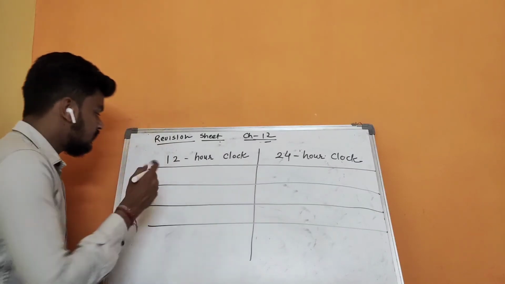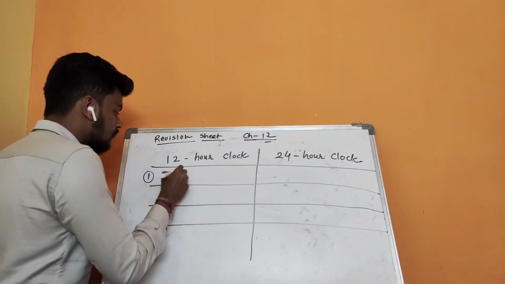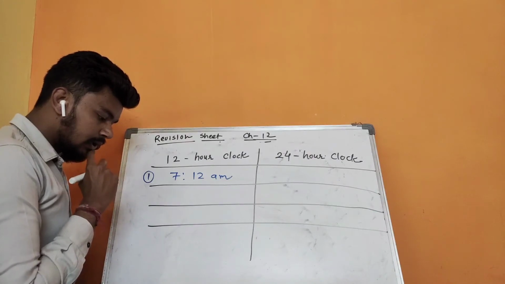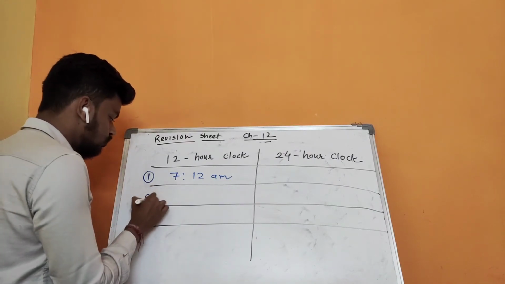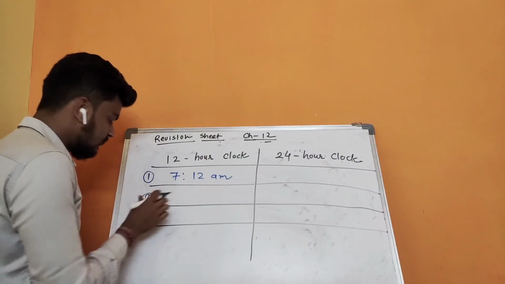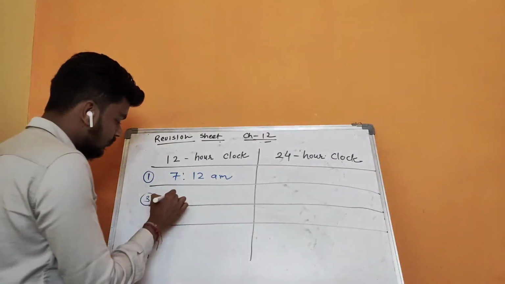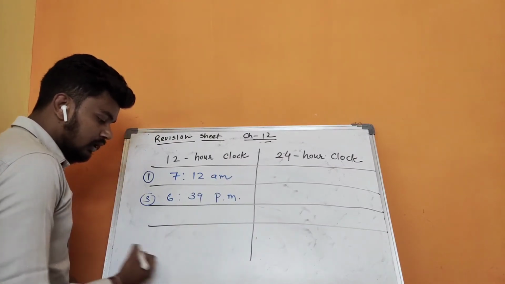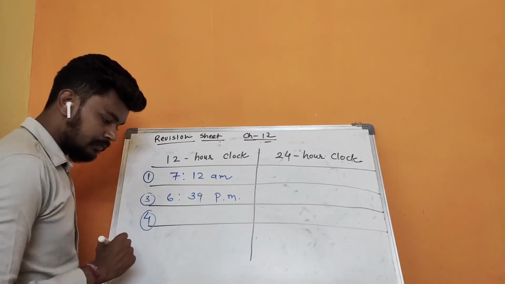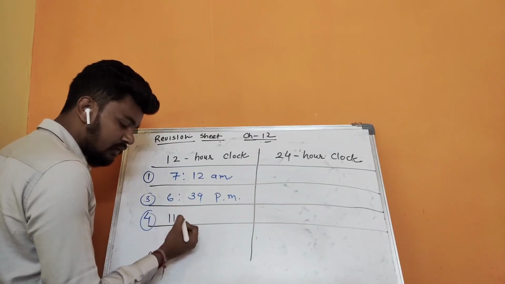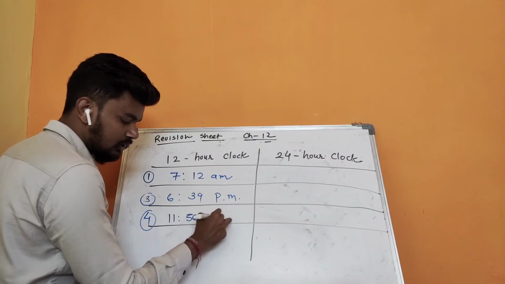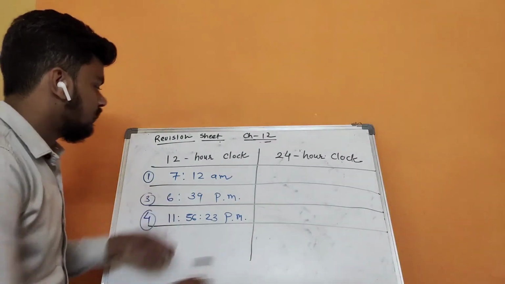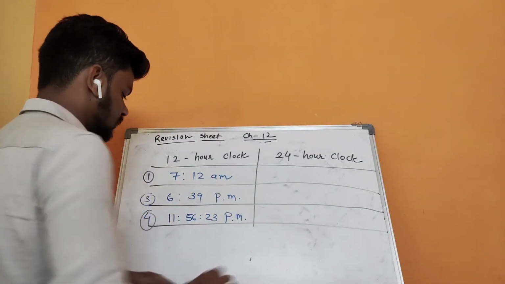Okay, let's see first question number 1, 7:12 a.m. Then question number 2, next question number 3, 6:39 p.m. And at last question number 4, 11:56:23 p.m. This type of questions we have already seen in the textbook. Done? Okay, let's do these questions.